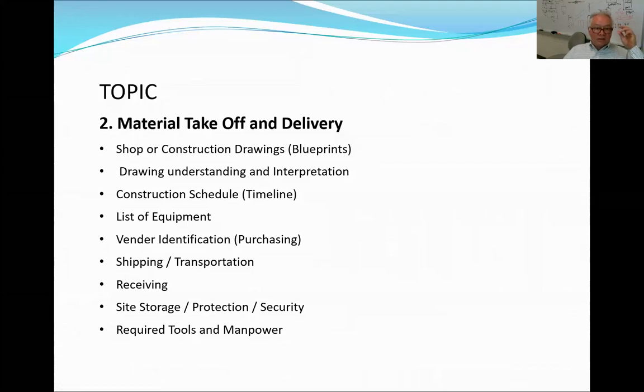All right, material takeoff and delivery. That's where we were. List of equipment, vendor identification. You know who your vendors are, so that you know who to buy your equipment from. And then we have shipping, we have transportation. Then we have to have receiving. The big thing about receiving is inventory. You have to check all your equipment in. Site storage, protection, and security. And then what are all the required tools and manpower that we're going to need?